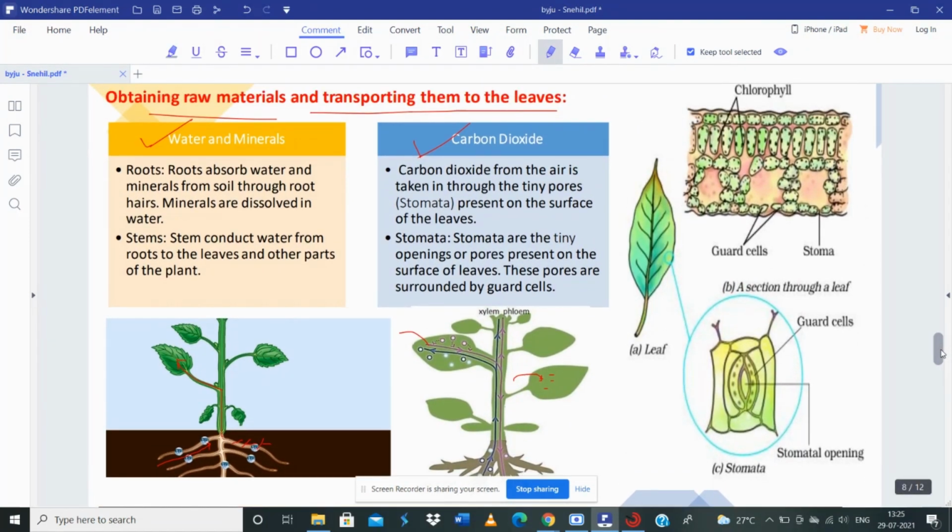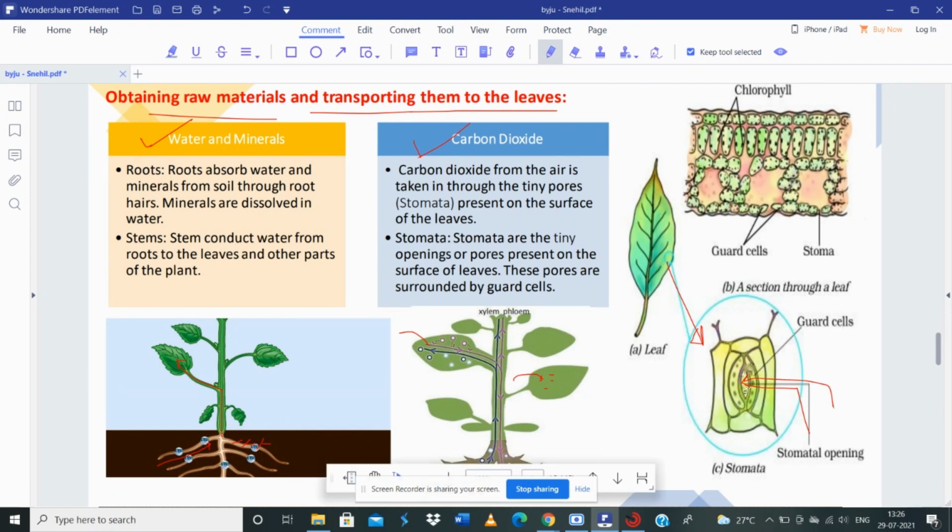Okay. So let me explain to you about stomata. So you can see this figure, right? So this is our leaf, and when we see the leaf in a more microscopic way, then we see a small circular opening, a pore, inside at the center, right? This is the stomatal opening from where carbon dioxide gets in.